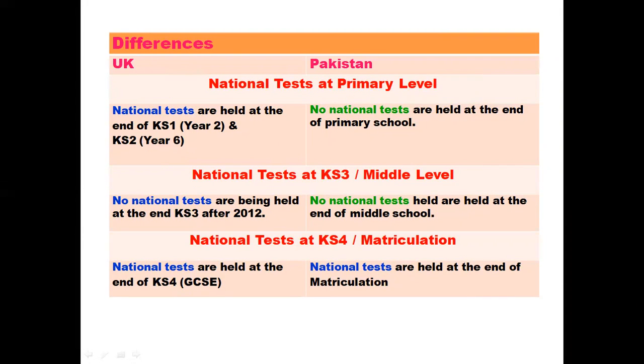Coming to national tests at primary level, national tests are held at the end of Key Stage 1 and Key Stage 2 in the UK, so it means twice in primary, while no national tests are held at the end of primary in Pakistan. Looking at the national tests at Key Stage 4 or matriculation, national tests are held at the end of Key Stage 4 or GCSEs, and similarly, even in Pakistan, national tests are held at the end of matriculation.